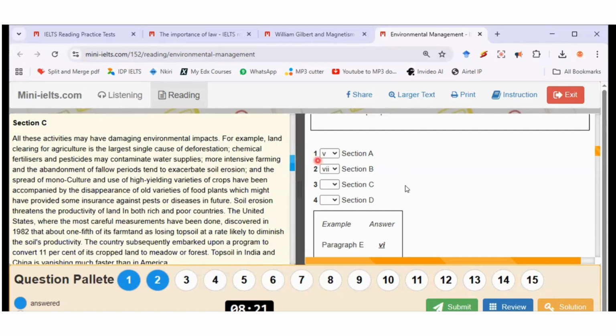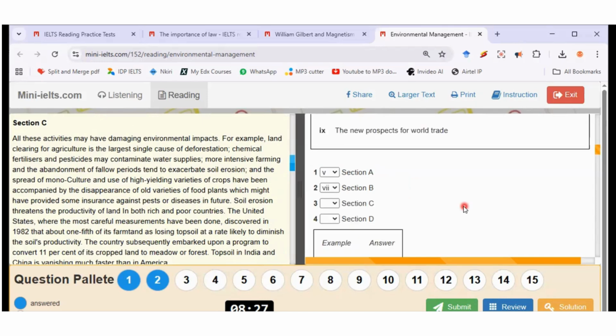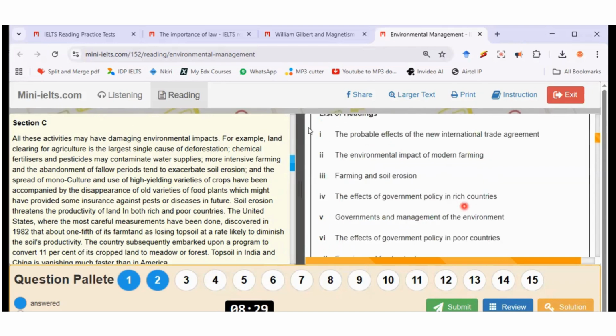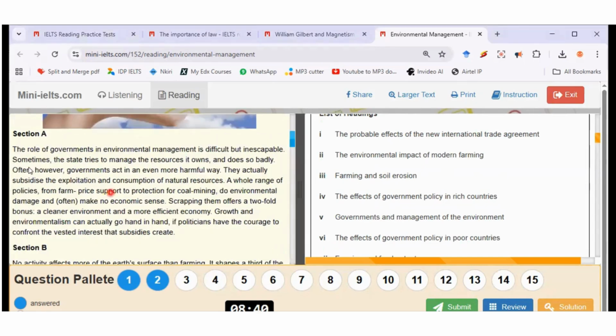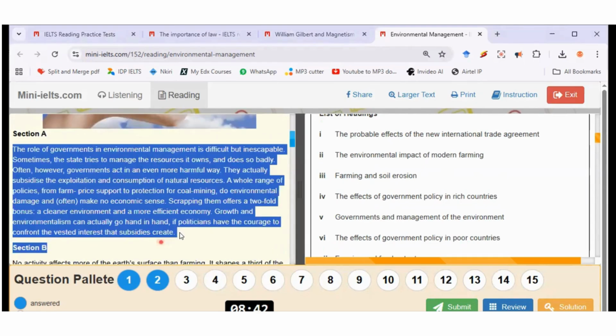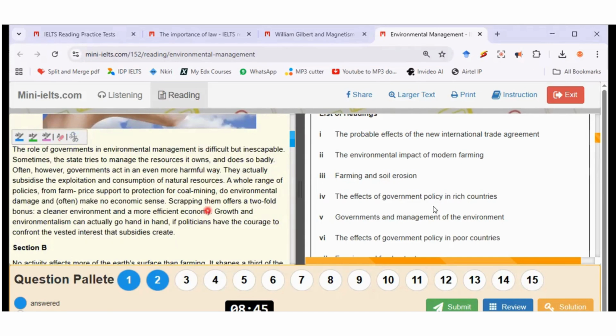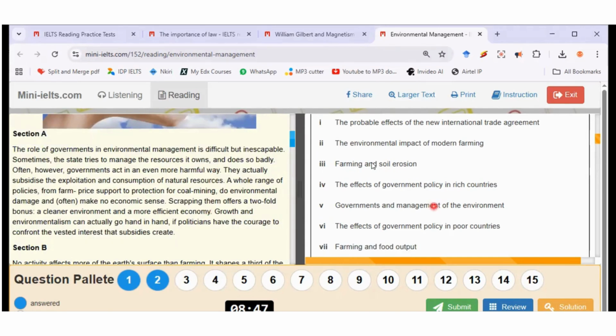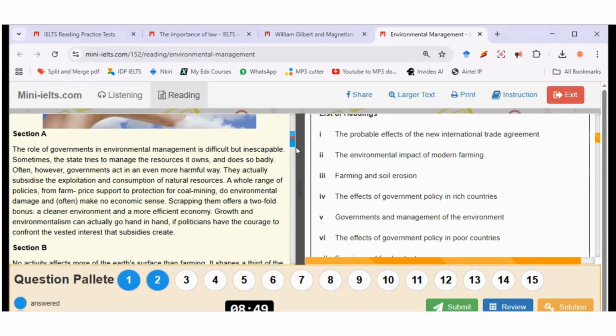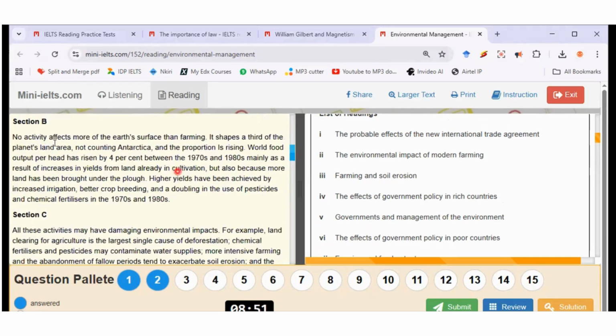Okay? So let's look at section C now. Like I said, we read the passage, we read the paragraph section, and then we come to this list of headings and we pick an appropriate heading for it. I read through section A, I understood the information, and then I came here to pick an appropriate title for it. I did the same thing for section B.